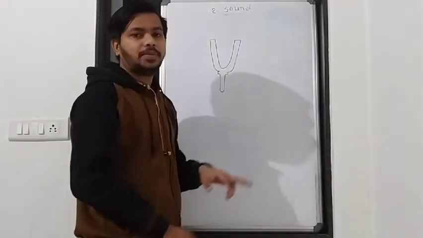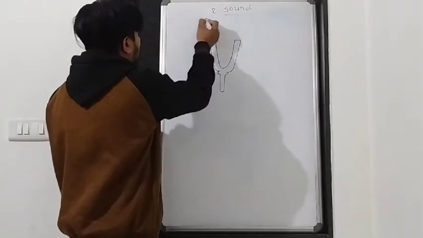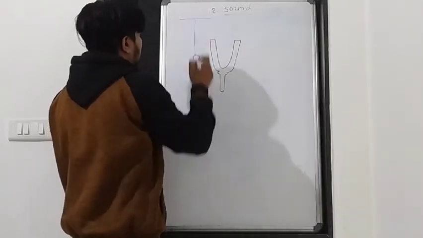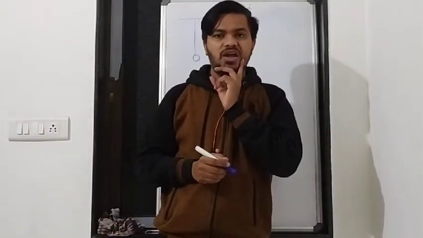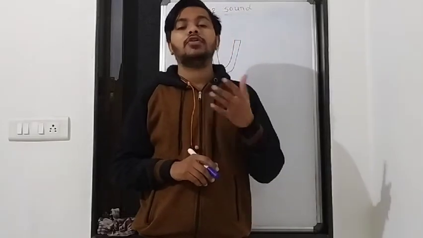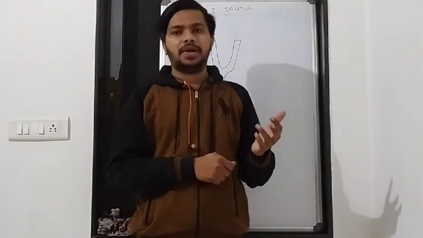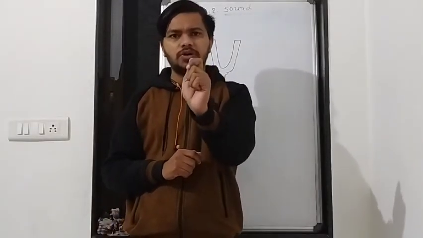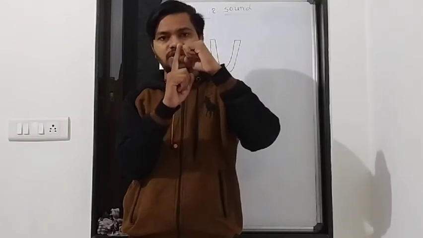But if you want to find out whether it is vibrating or not, there is one activity. What you have to do? Take one ball, right, and hang it at some place, for example the ceiling of your house. Now, just use that tuning fork. Strike one of the prongs on the rubber pad and then put it near to the ball. Do not try to touch it, just bring it very near.